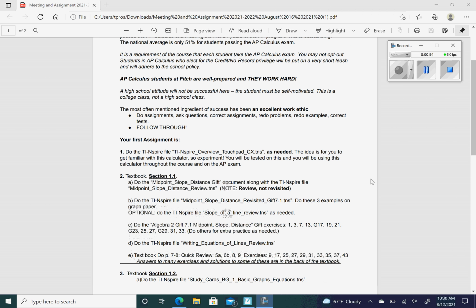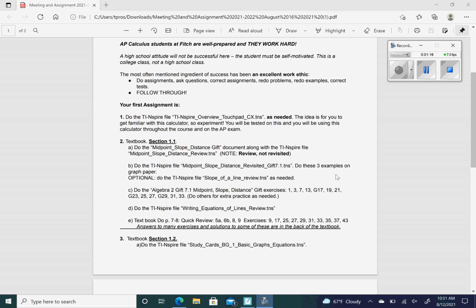The first part is just to go through as needed to become familiar with the calculator. If you haven't worked on it or used it in a while, please go back and sort of explore with this calculator. You will be tested on this, and you will be using the calculators throughout the course and on the AP exam.